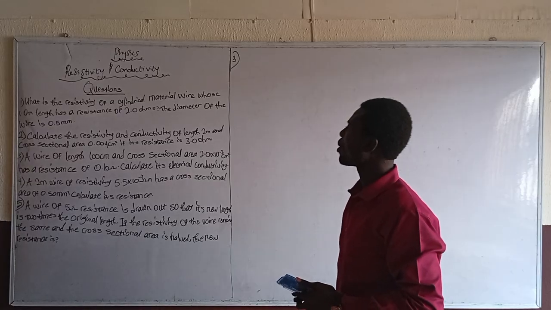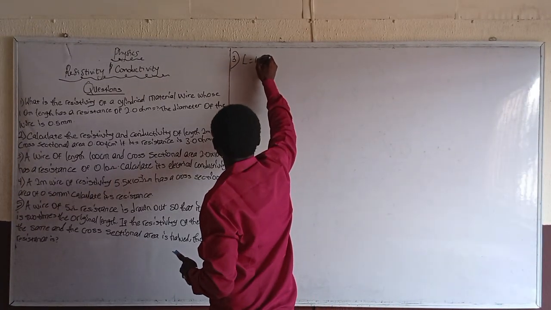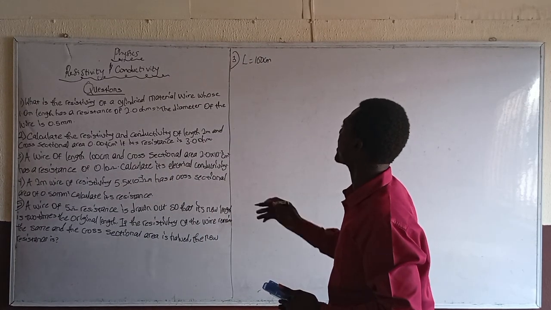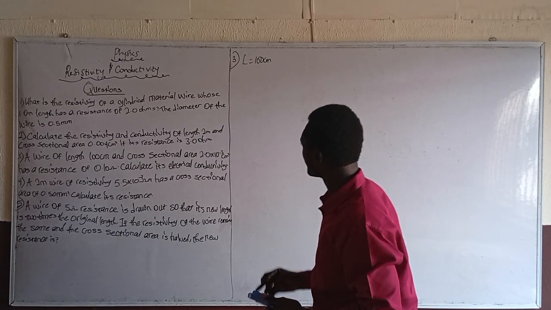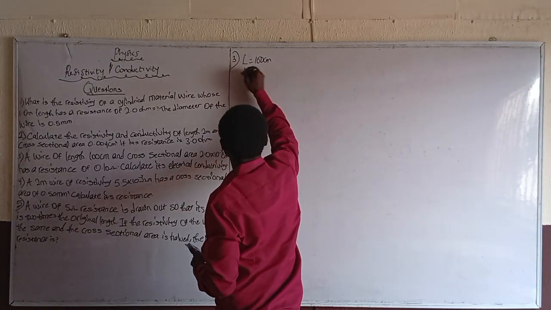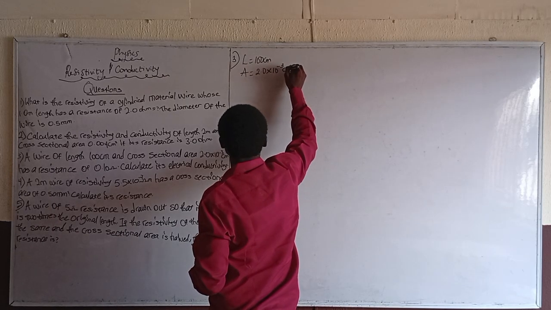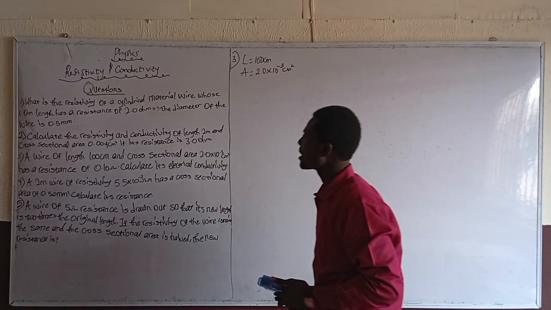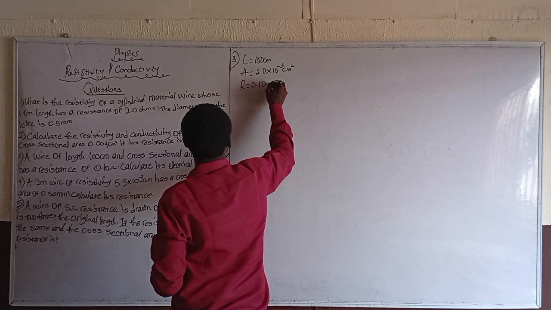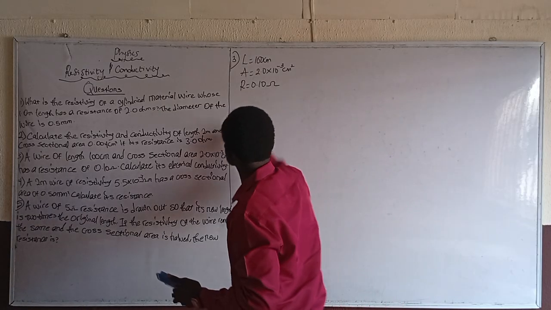A wire of length 100 centimeter. So the length is 100 centimeter and cross-sectional area of 2.0 times 10 raised to the minus 3 centimeter square. So the area is 2.0 times 10 raised to the minus 3 centimeter square. It has a resistance of 0.10 ohms. Then calculate its electrical conductivity.